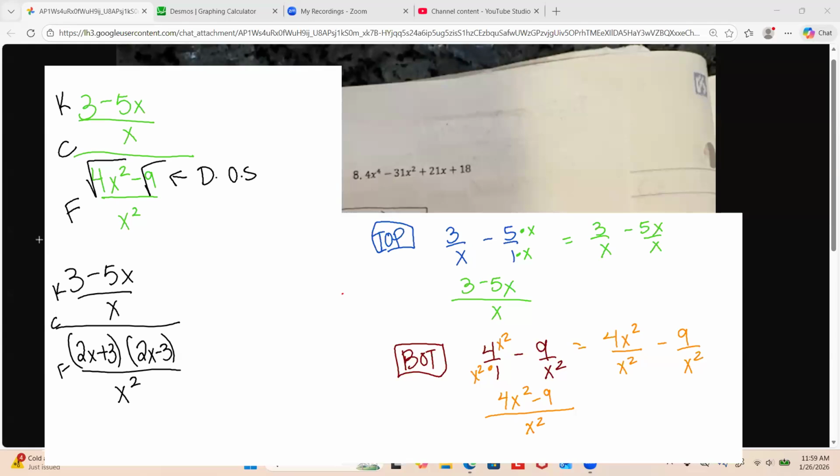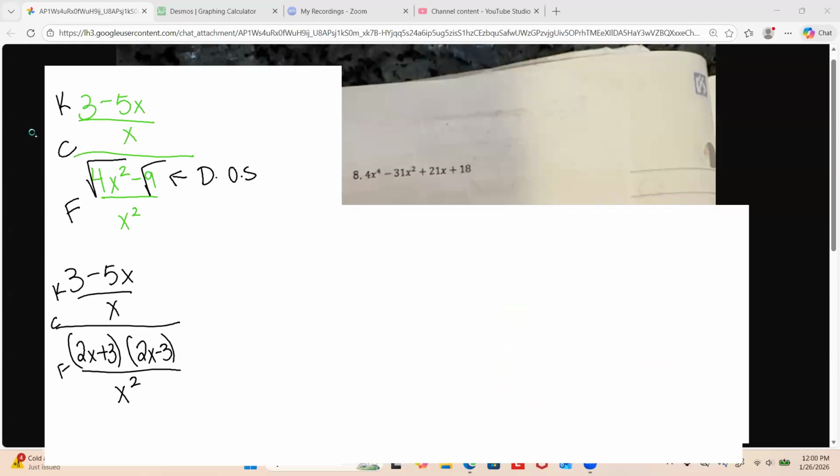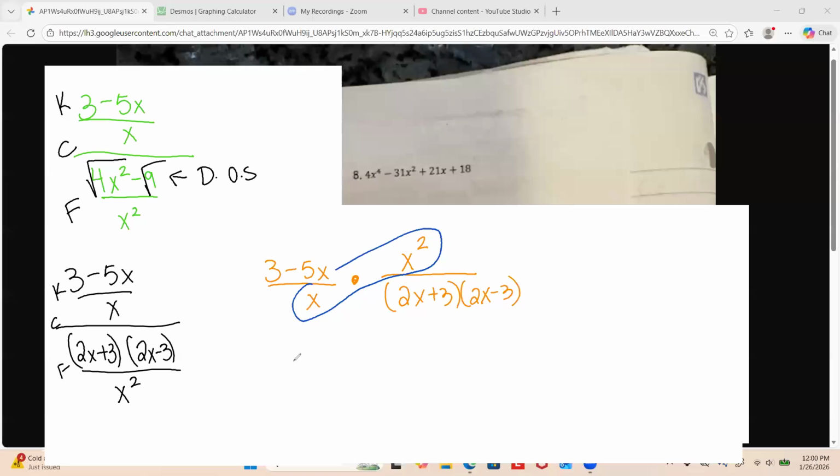Nothing else will factor. Okay, so we're going to keep the top exactly how you see it. So 3 minus 5x over x, change the division to a times, flip the bottom. So x squared will be on top. And that factorization of 2x plus 3, 2x minus 3 will be on bottom. You can try to cancel at this point. Crossways, these can cancel, or a little bit can cancel, right? Because this x squared is really x times x. So crossways, this 1x will knock out this x.